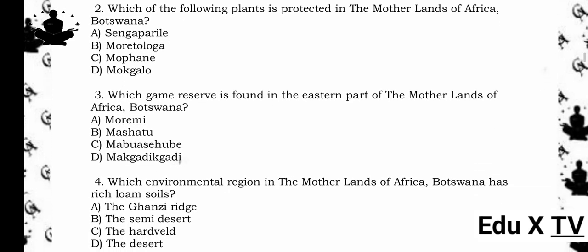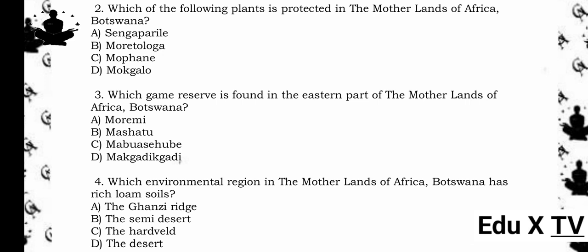2. Which of the following plants is protected in the Motherland of Africa, Botswana? A. Sengaperil. B. Mortalaga. C. Mafane. D. Makalo. The answer is B. Mortalaga. Reason being, Mortalaga is a protected plant species in Botswana, highlighting conservation efforts.